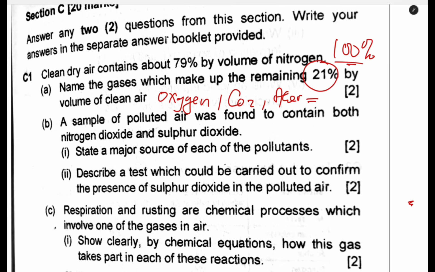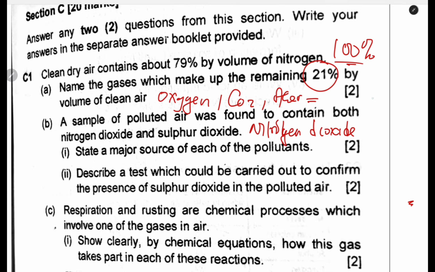Then B, a sample of polluted air was found to contain both nitrogen dioxide and sulfur dioxide. State a major source of each pollutant. So what is the major source of each pollutant? This one is just the same as the one that we looked at previously, but here we are given the pollutants. That is nitrogen dioxide. So nitrogen dioxide, what are the major sources?